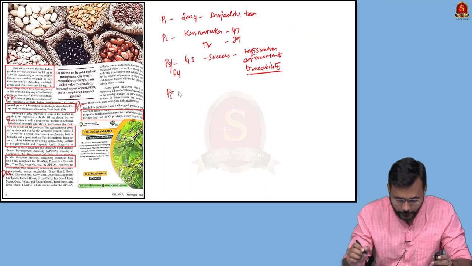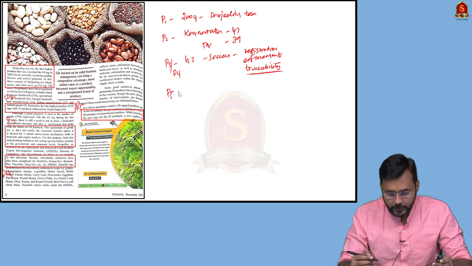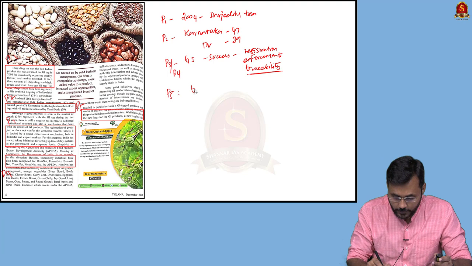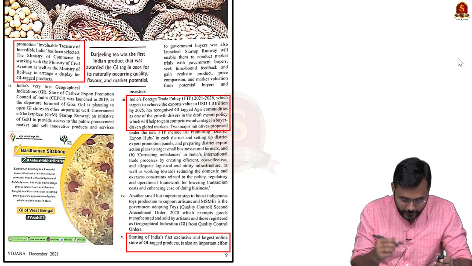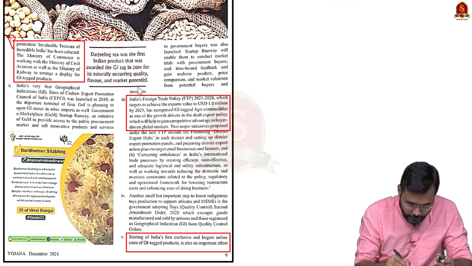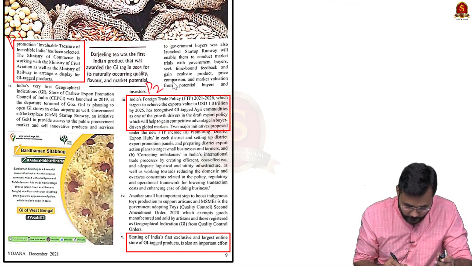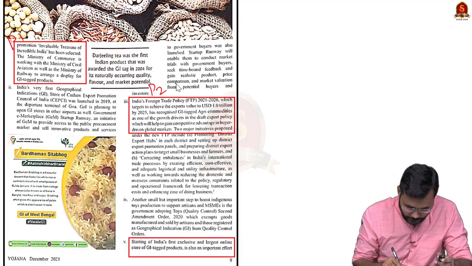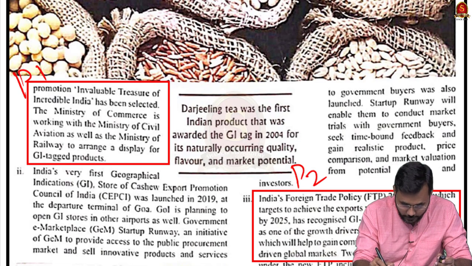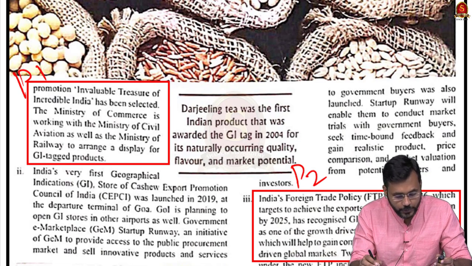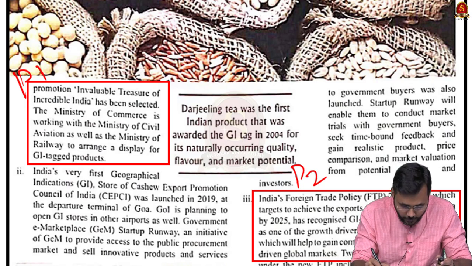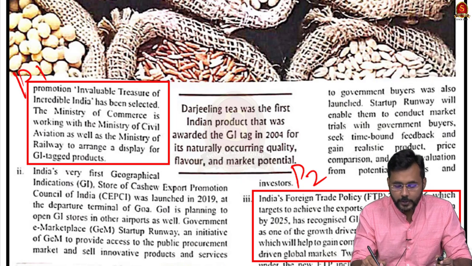Next thing is paragraph 5. Recently the government wants to give greater focus to GI products, so they have given a tagline also, which comes on the next page. When you go to the next page, there are taglines given for GI products. The first one is, invaluable treasures of incredible India. So that's a tagline: invaluable treasures of incredible India. I'm just giving a short form.